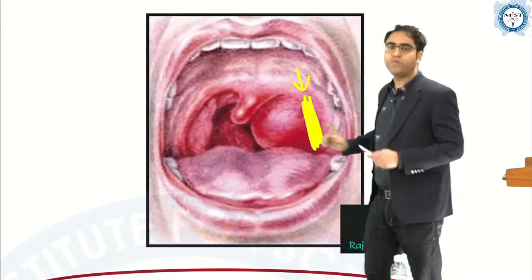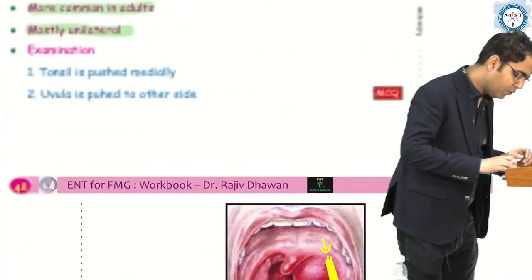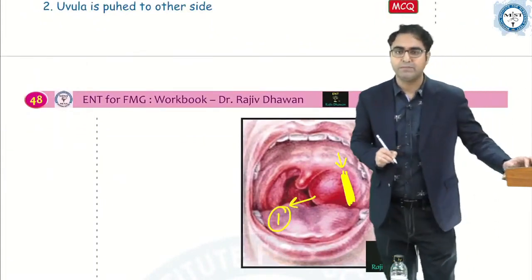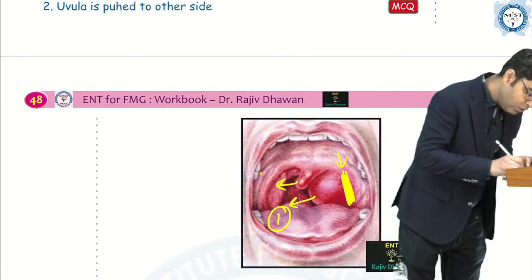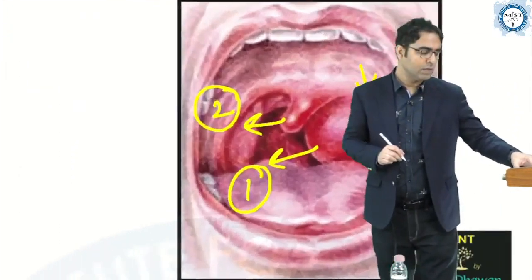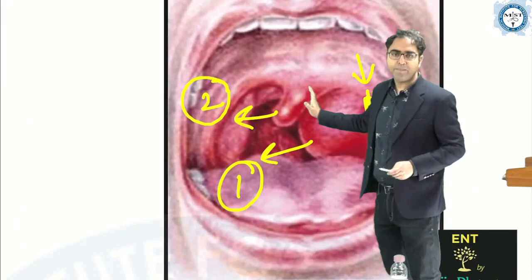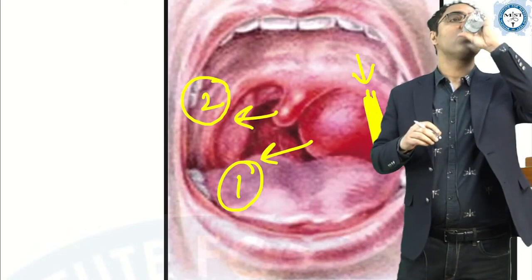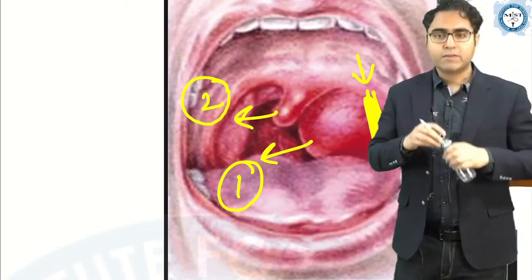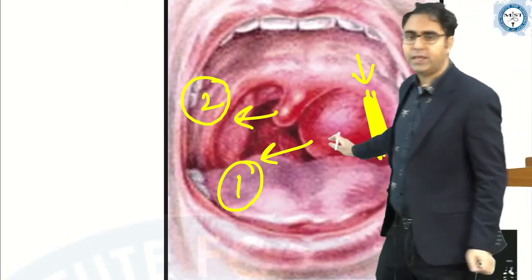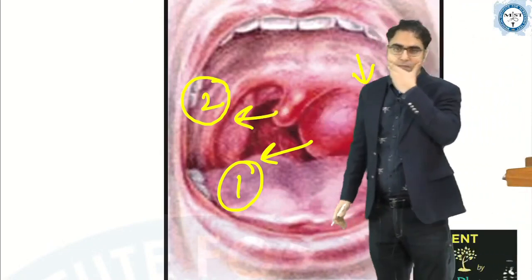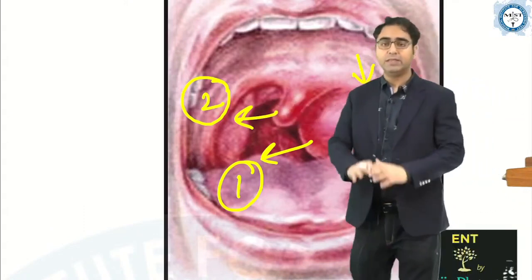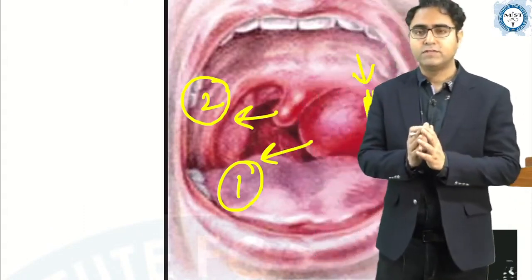Can you see? There are two findings. If you see your notes, they're written. Number one finding: the tonsil is pushed medially. And number two finding: the uvula is pushed to the other side. Tonsil pushed medially, uvula pushed to the other side. These are actually the two findings.